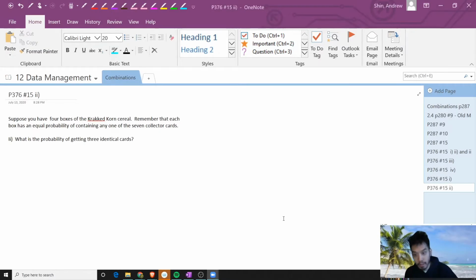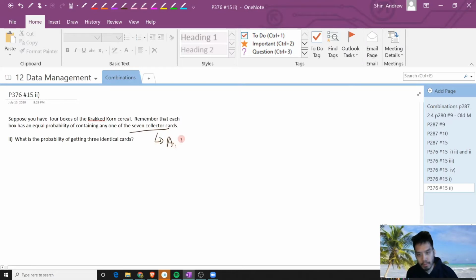So, 7 collector cards, I'm going to name them as A, B, C, D, E, F, G. Okay, so we got the 7 collector cards. What's the probability of getting the 3 identical cards?